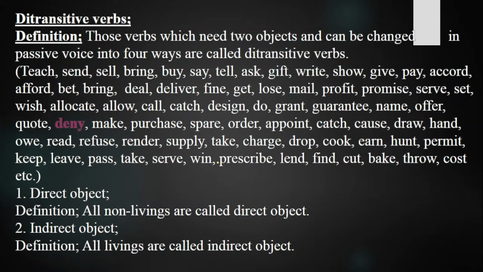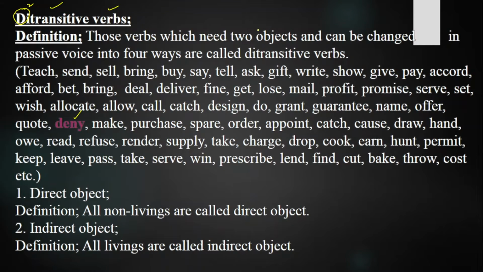Today we will be discussing the ditransitive verb deny, how we are going to change it from active voice into passive voice. Before starting that, we need to take a glance at the definition of ditransitive verbs. You can pronounce it both "die" or "de" transitive verb. Di means two, transitive which can be changed into passive voice, verb which shows an action.